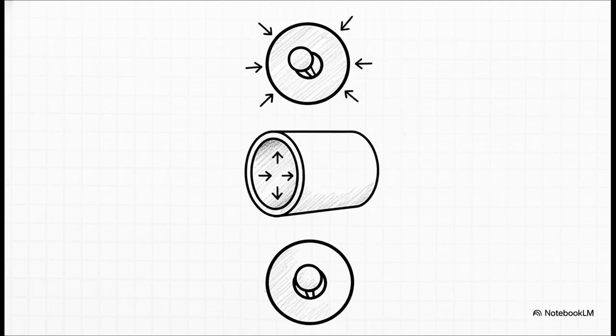MMC, or maximum material condition, actually gives you bonus geometric tolerance as a hole gets bigger, which is a total game changer for clearance fits. LMC, least material condition, is used to protect things like minimum wall thickness from breaking.